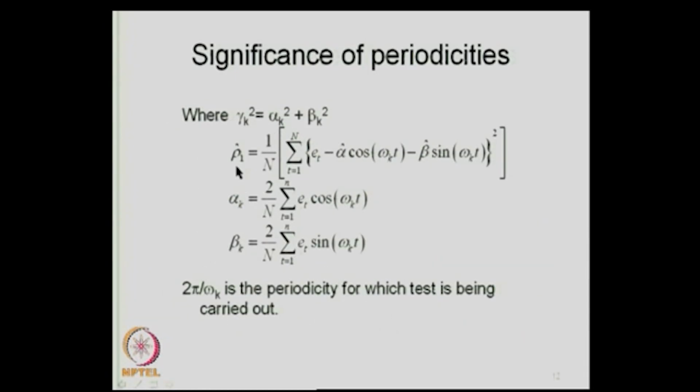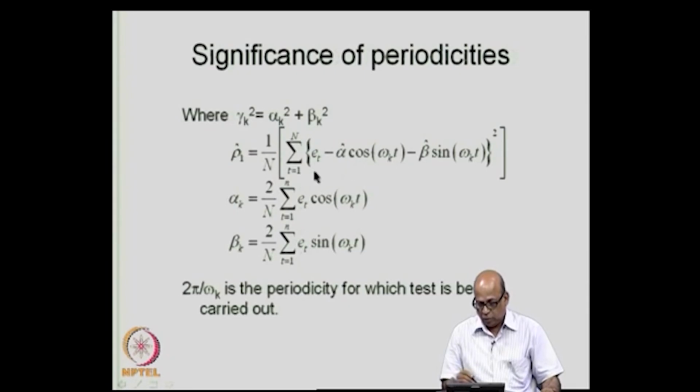Then rho 1 cap, I am sorry, I mentioned this as the variance. Rho 1 cap is computed based on your E t. This is actually minus alpha 1 cos omega k t, corresponding to that particular k value, omega k, minus beta cap sin omega k t, whole square, and alpha k we know is 2 by n. This is from our spectral analysis. So, alpha k and beta k you get directly from the spectral analysis. So, rho 1 cap is obtained from this for that particular periodicity which we are examining now.